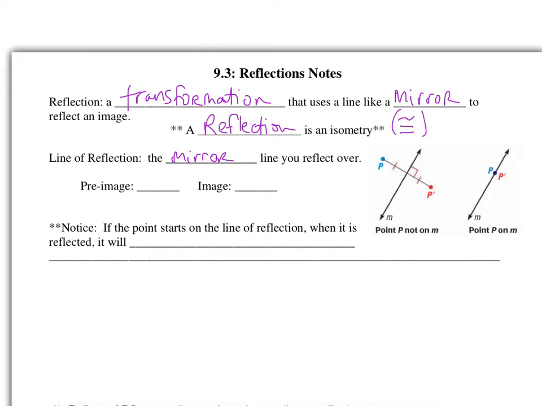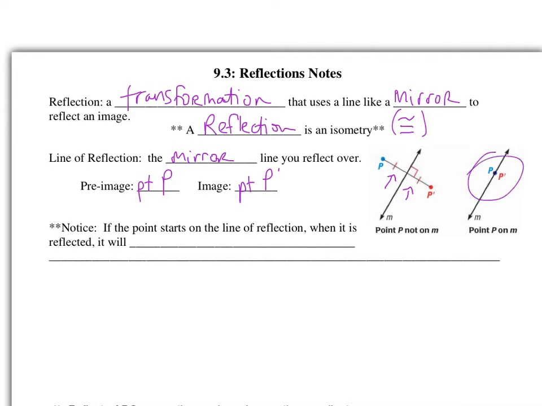So in this first picture, and really in both of them, the pre-image, remember that's the original figure, is going to be our point P. And then the image, the new figure, is going to be the point P prime, because that's where it reflects over. And if you notice, they are the same distance away from that line of reflection. So we're going to use that later when we need to graph things.